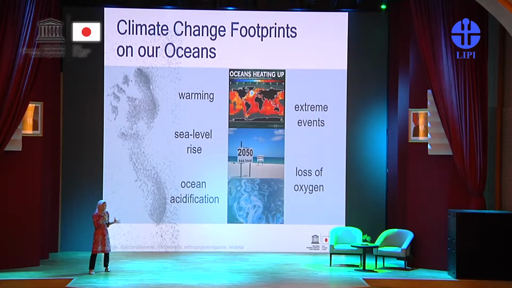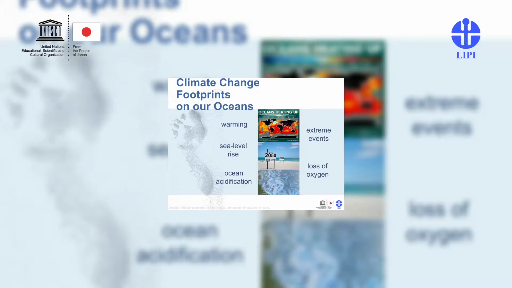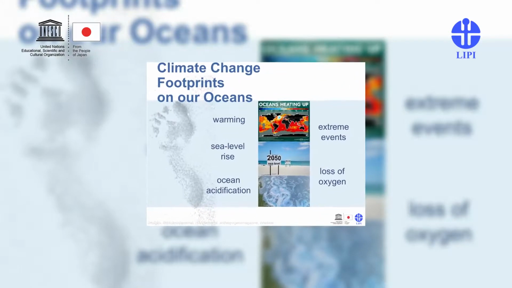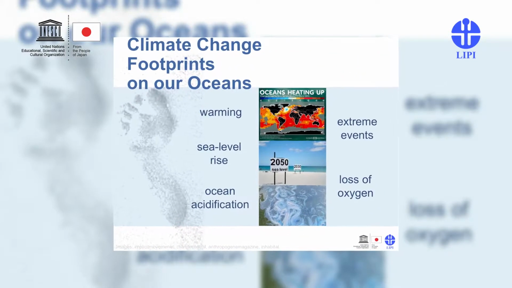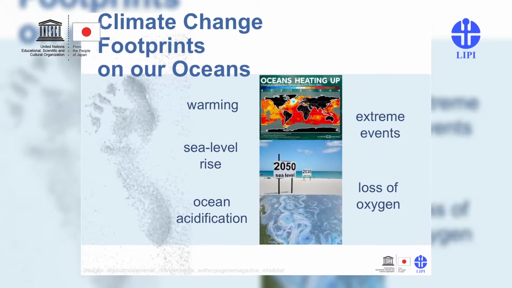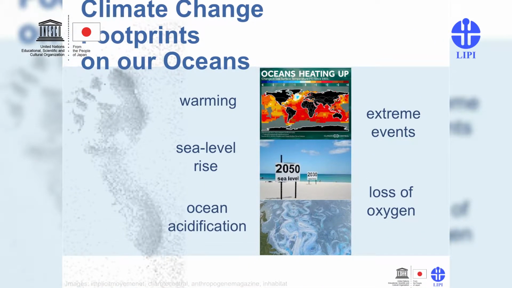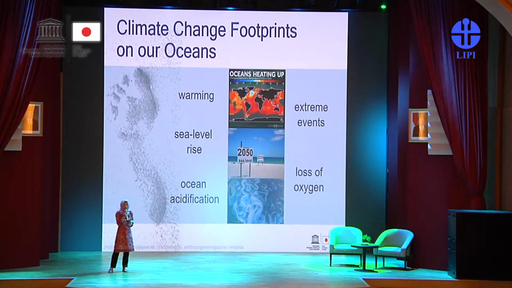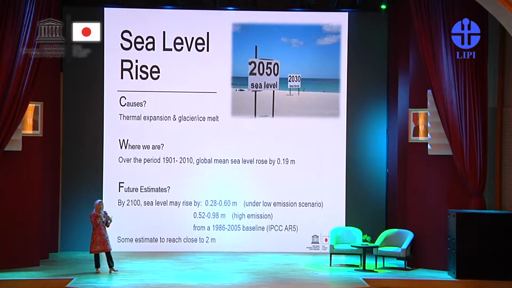Now, as I say, the term climate change is a better term than global warming because the footprints of climate change are very multidimensional. It's not just that our planet is warming, but the sea level is rising, and our oceans are becoming acidic. There are stronger extreme events, and we are actually losing oxygen in our oceans. So I'm going to go through all these things. I know you've probably heard some of these terms as well and understand them. Okay, what is sea level rise?